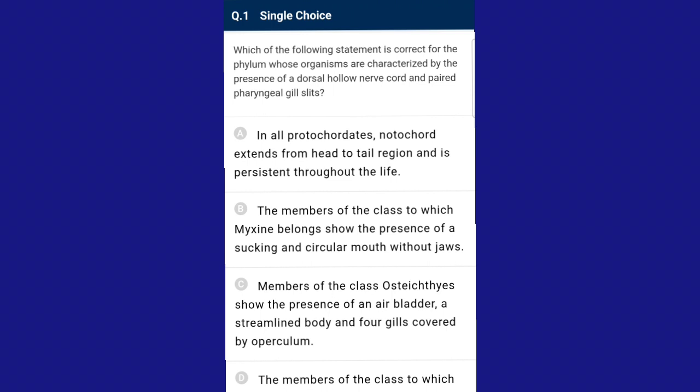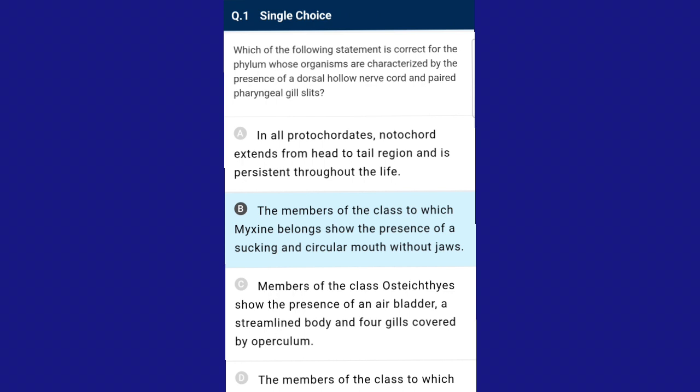Botany followed by zoology. From zoology section A, see the first question. Which of the following statements is correct for the phylum whose organisms are characterized by the presence of dorsal hollow notochord and paired pharyngeal gill slits? The phylum whose organisms are characterized by the presence of dorsal hollow notochord and paired pharyngeal gill slits is phylum Chordata. So the answer for this question is option B.